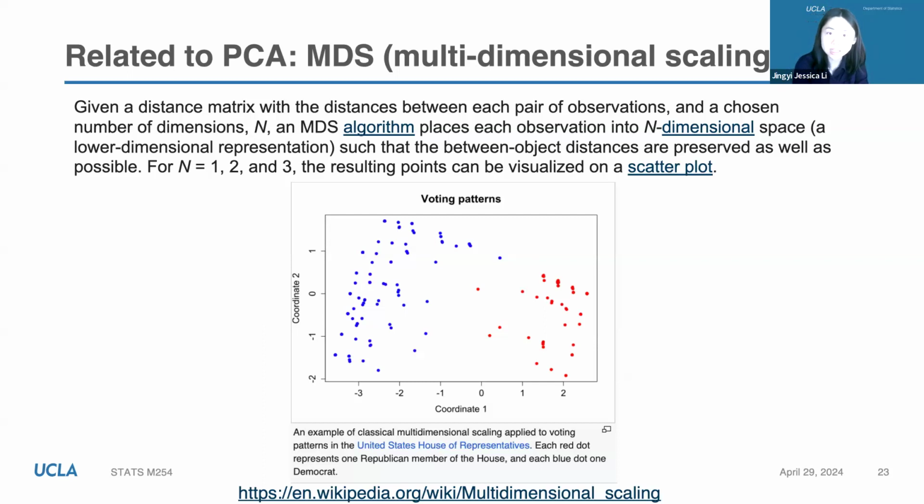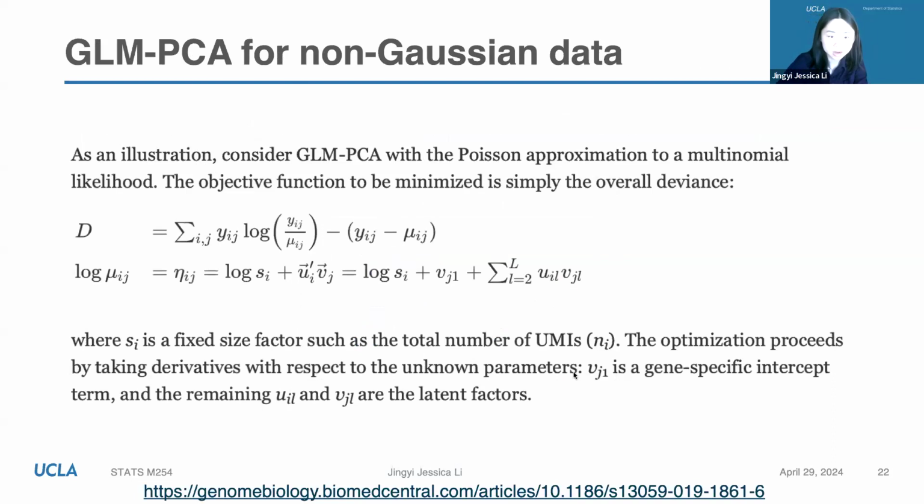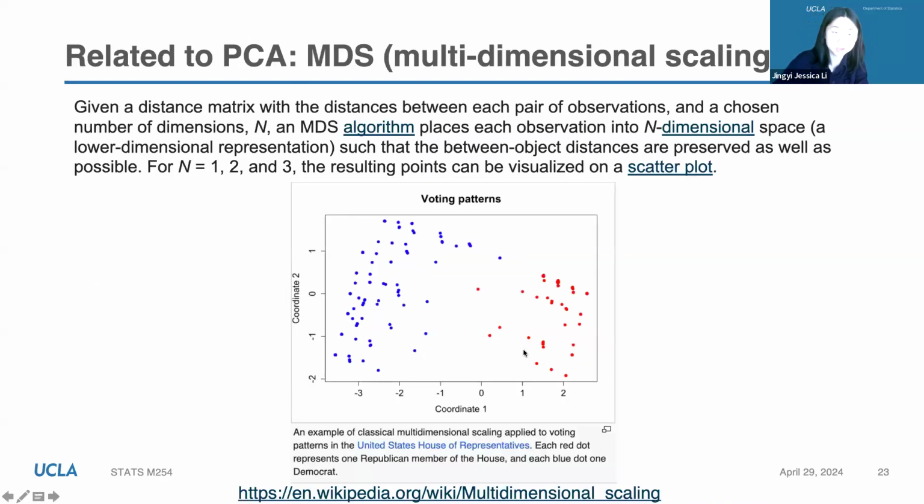But the good thing is that recently, after this paper, faster versions of GLM-PCA have been proposed. So in your next homework, which we will assign, we hope that you can try to explore the fast version and see how it performs.